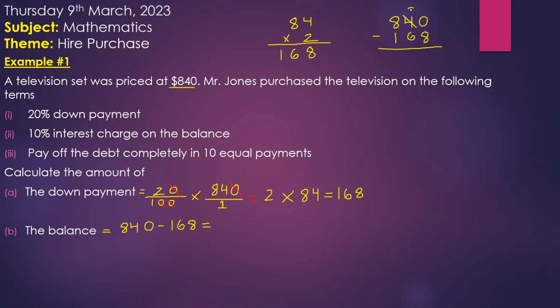4 is going to be 3. This is 10. So 10 minus 8 is what? 2. This becomes 7. This becomes 13. This becomes 7. 7 minus 1 is 6. Is this correct? Is it what y'all got? 672? Yes, sir. 672.